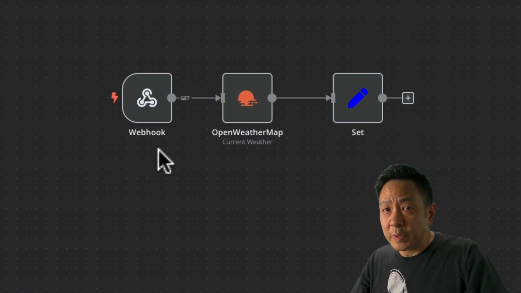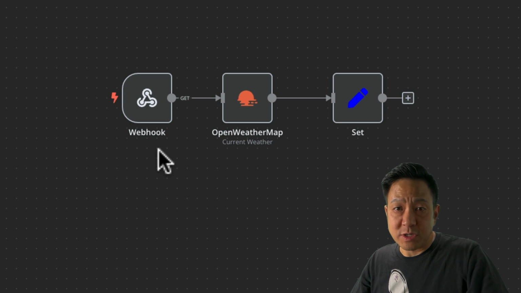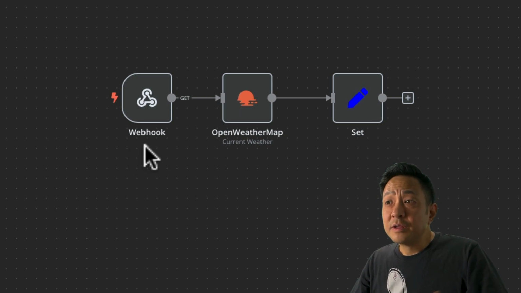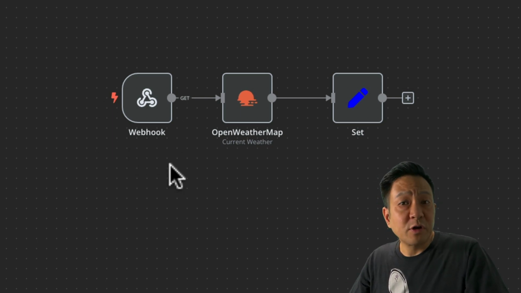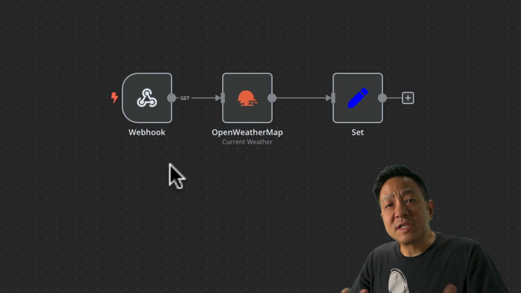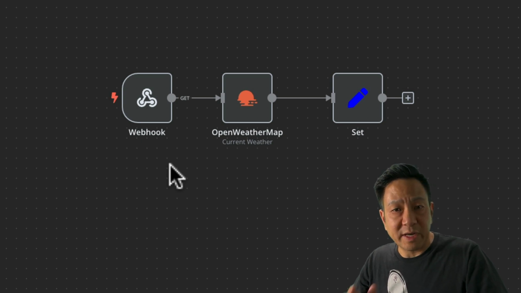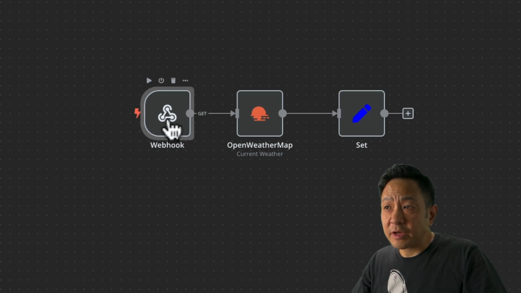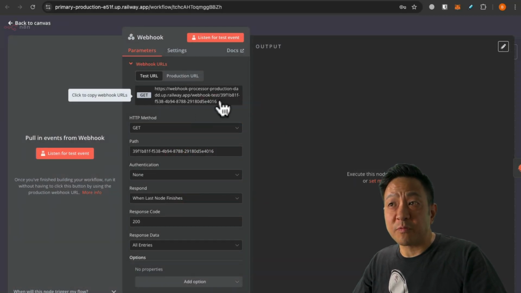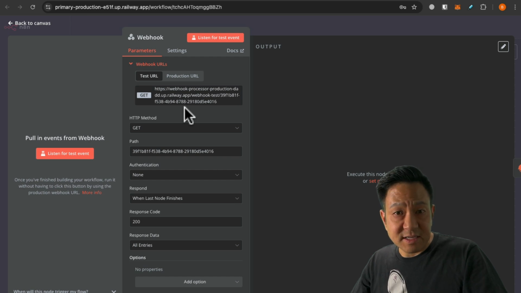Now there are only 3 nodes here, but each one explores an important concept. The first node is a webhook. If you're not familiar with webhooks, they're simply a way of triggering a workflow in n8n when a web URL is accessed. If we double click on this webhook, you can see here we're provided with a URL address. Whenever this URL is accessed, it'll trigger this workflow to run.